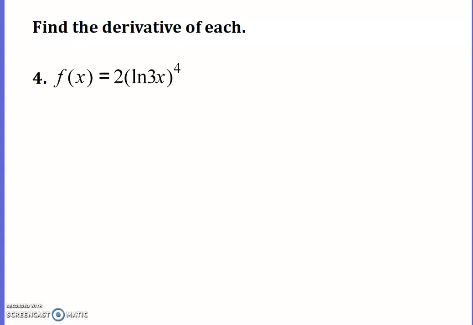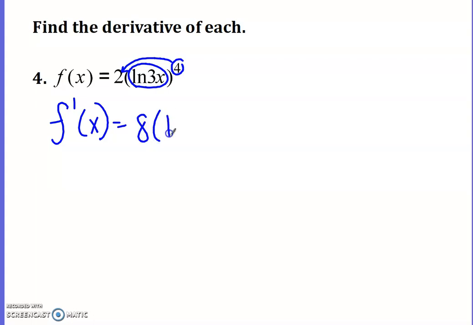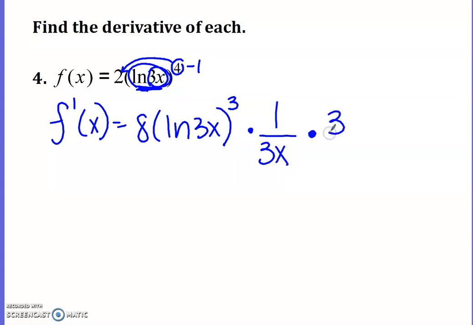Let's try another chain rule. Same thing here. This is our function inside of another function. So I bring this 4 out front, that becomes 8. I keep the ln 3x as it is, and this now, when I minus 1, becomes cubed, times the derivative of what's inside. If we do the derivative of ln 3x, remember that's just 1 over 3x, then I have to take the derivative of this 3x, which is just 3.